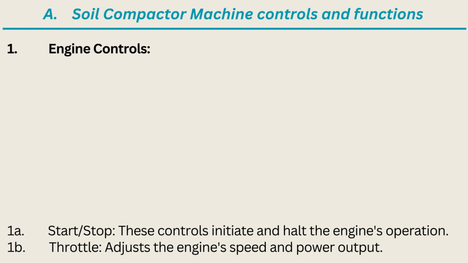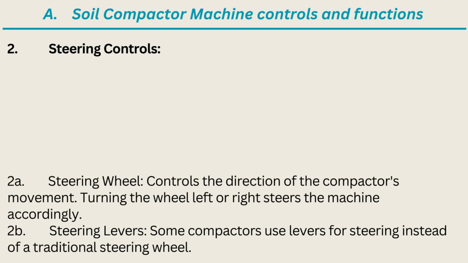1. Engine controls. 1A. Start/stop. These controls initiate and halt the engine's operation. 1B. Throttle adjusts the engine's speed and power output. 2. Steering controls. 2A. Steering wheel controls the direction of the compactor's movement. Turning the wheel left or right steers the machine accordingly. 2B. Steering levers. Some compactors use levers for steering instead of a traditional steering wheel.